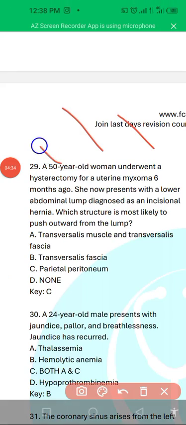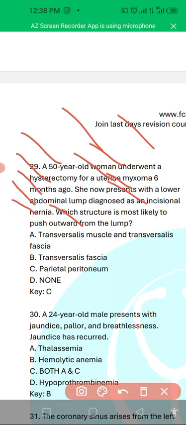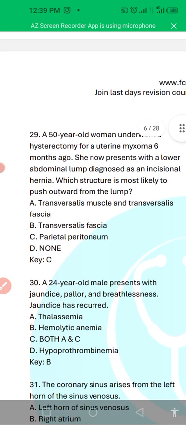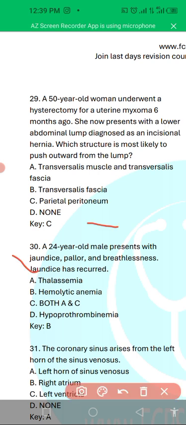Okay, next one is a 50-year-old man who underwent a hysterectomy for a uterine myoma 6 years ago and presents with lower abdominal pain. Incisional hernia is there. What is most likely? Pushing outward from the lump is the parietal peritoneum. Now, parietal peritoneum is the most likely presentation.